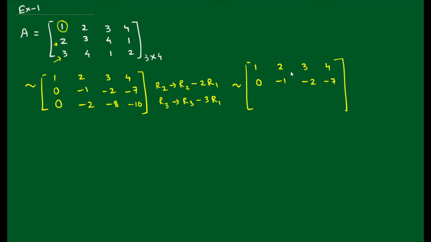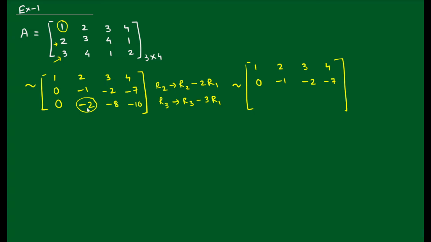So what is the first non-zero element of row 2? Minus 1. If this is 1, then it's good, but if it is not 1, then also no problem. So we can make this particular element 0. Now we have to make this particular element 0 with the help of minus 1, row 2.